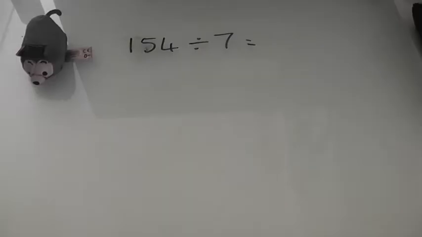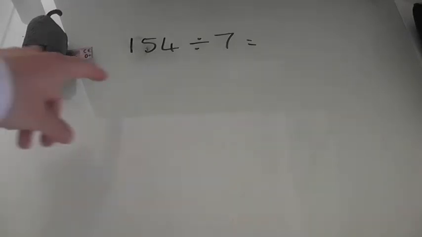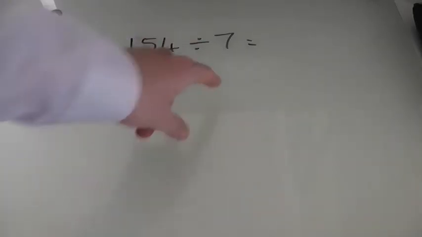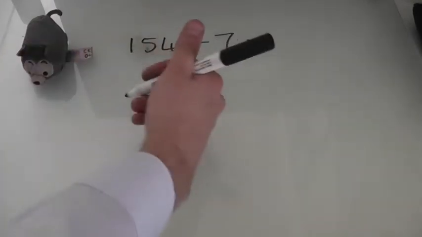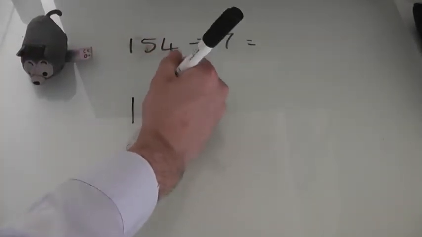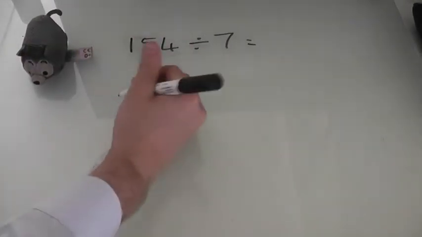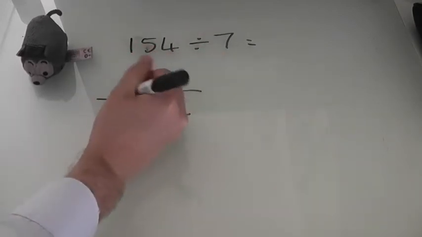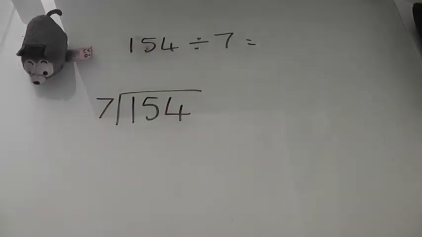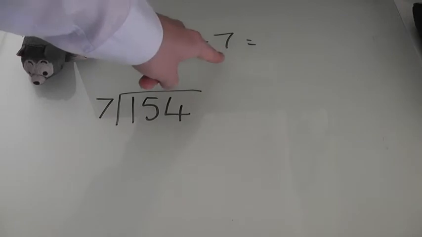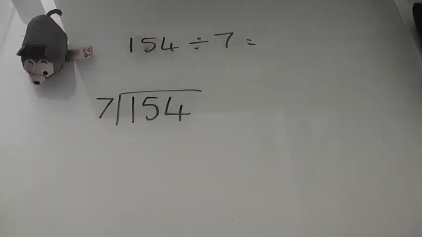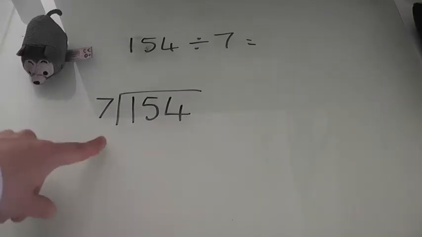So in this one we're going to look at short division. Let's have a look at this first one. We've got 154 divided by 7. So we need to write it out in bus stop method. What this question is asking us is how many 7s go into 154. Now I don't know my 7 times table up to that, so we use this method.